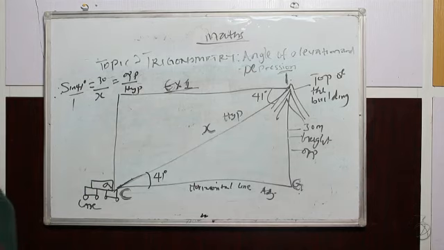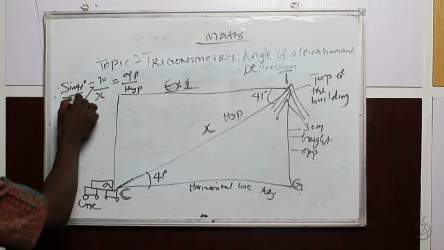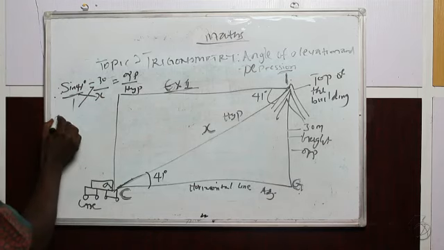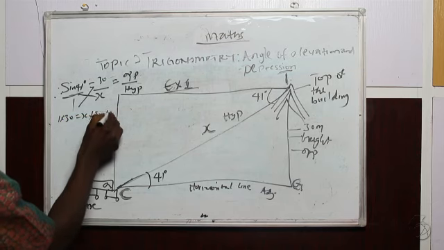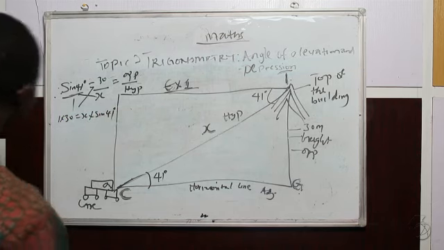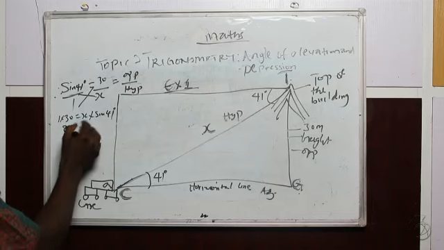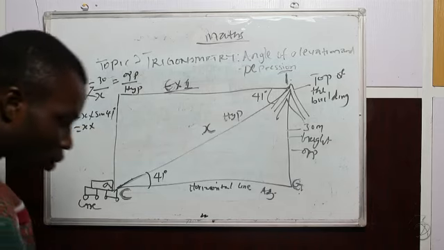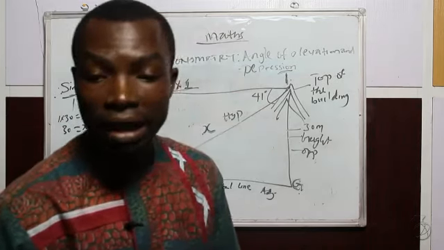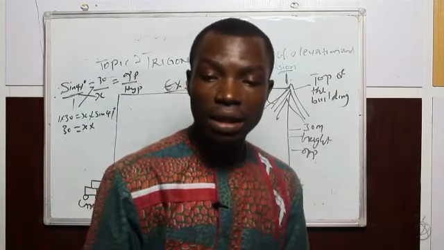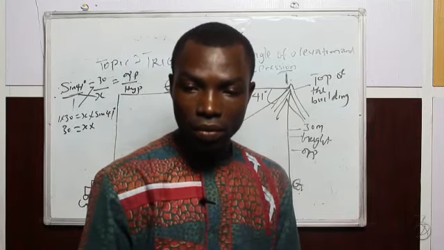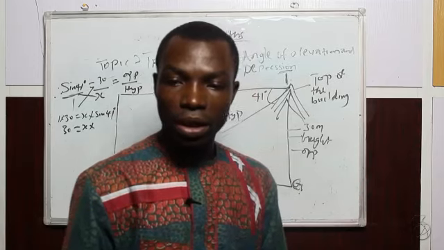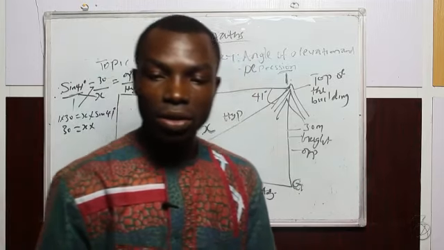How do we now find our x? For uniformity, we make this one over 1. Then we cross multiply: 1 times 30 equals x times sine 41 degree. Now, 1 times 30 gives us 30 equals x times sine 41 degree. Press your calculator and press sine 41 degree.